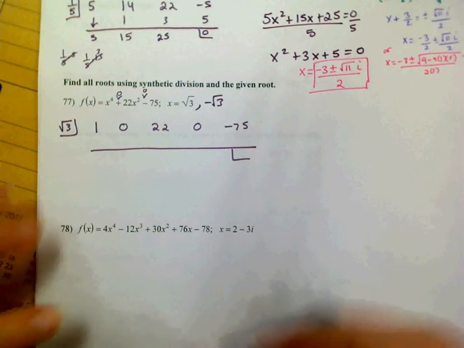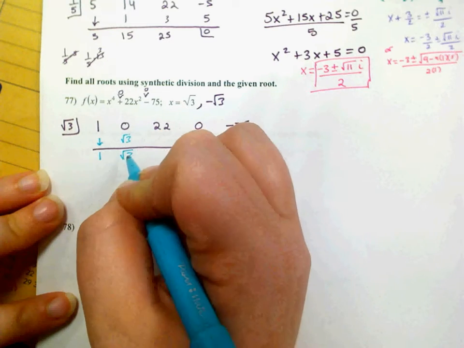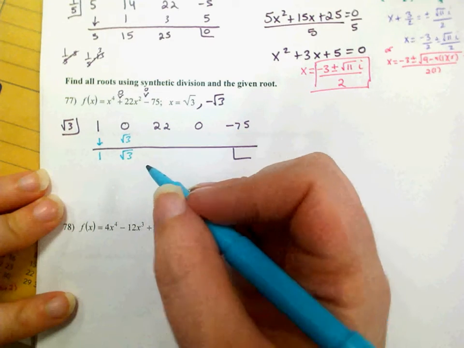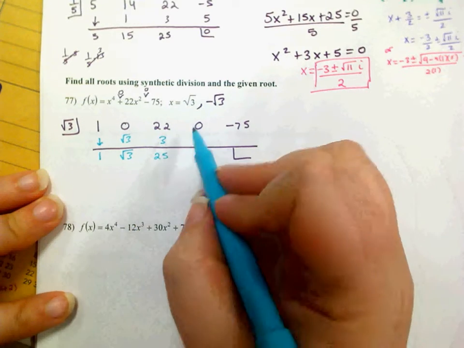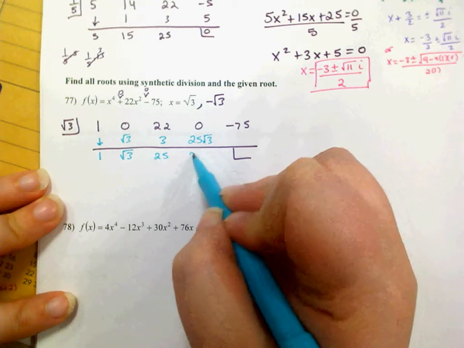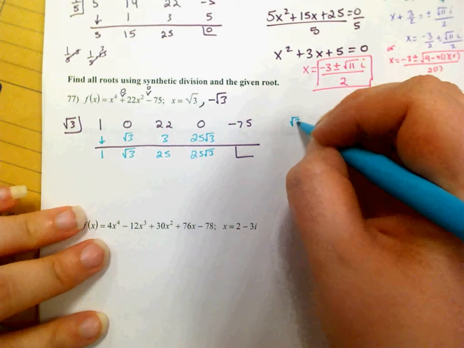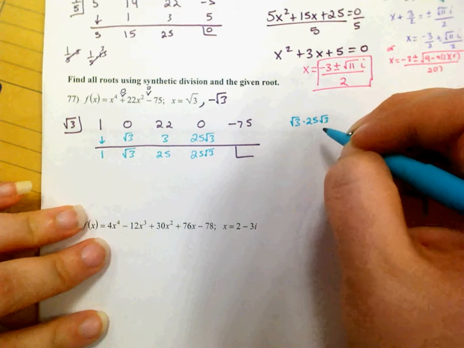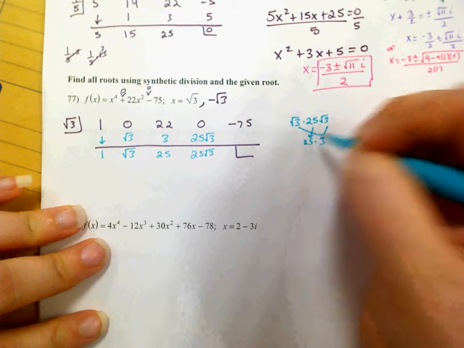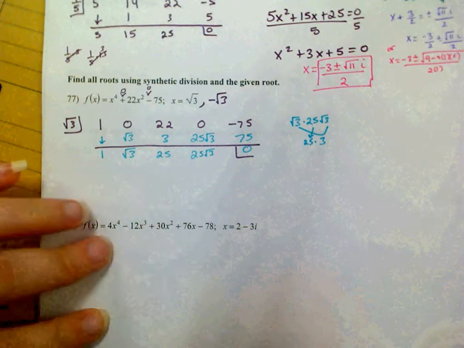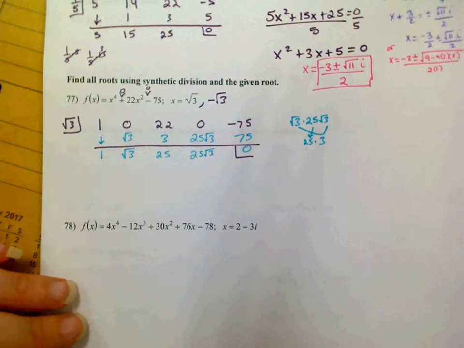And then I drop the 1. 1 times the square root of 3 is the square root of 3. That's the square root of 3 when I add. Square root of 3 times square root of 3 is 3. 22 plus 3 is 25. This is 25 square roots of 3. And the square root of 3 times 25 square roots of 3, square root of 3 times square root of 3 is 3. And so 25 times 3 is 75. And there we go. So now I need to do the negative square root of 3.